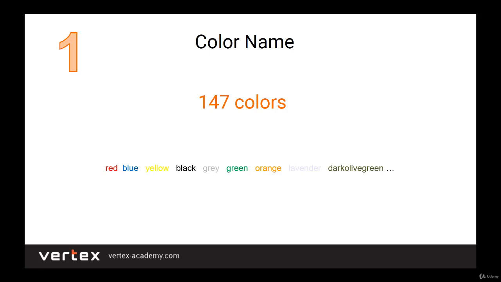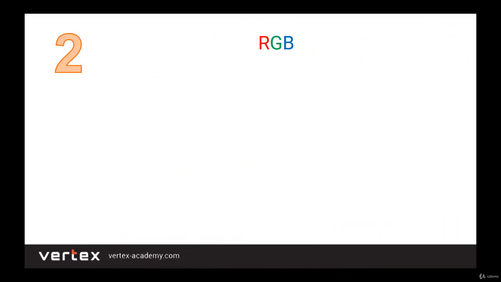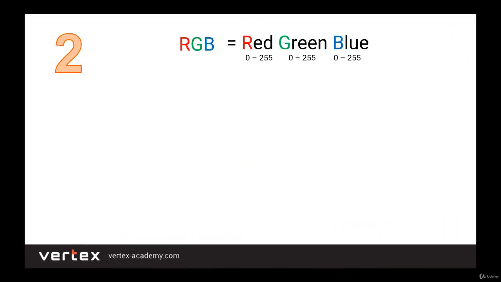Alright, so actually there are way more than 147 colors. There are something like around 16 million. So obviously, this doesn't cover all the colors that you need. So there's got to be a better way. And the other thing is that, you can remember the standard colors like green, orange, and gray, but the rest of them are kinda difficult to remember. So for that reason, there is a second way to set the color. And it's called the RGB method.